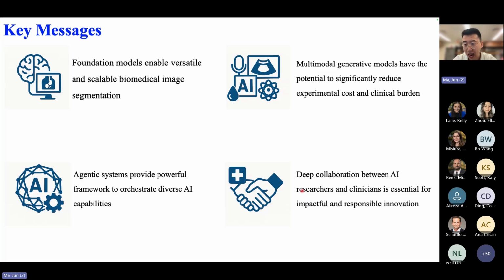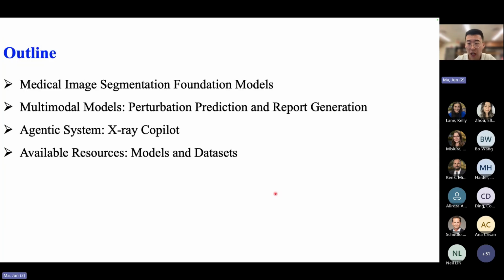I strongly believe that AI Hub is uniquely placed and resourced to facilitate more collaborations to co-develop clinically meaningful and safe AI solutions. I will use the AI models we developed at AI Hub and some collaborative projects to demonstrate those 4 points in the next 15 minutes. This is today's outline. I will start by introducing our medical image segmentation foundation models, followed by the multimodal models for perturbation prediction and report generation, together with the agentic system for X-ray image analysis. Finally, I will share some available resources, including models and datasets that can be used to promote further research.